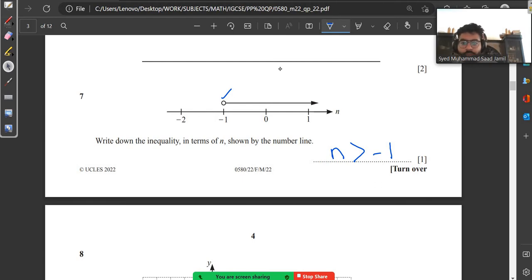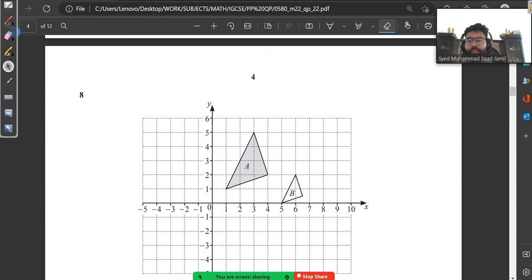So this means n is going forward. If it was a shaded dot like this, we would have said n is greater than or equal to -1. But since it's not, we are not using this. We are just saying n is greater than -1, which means n can be 0, n can be 1, n can be any other number.